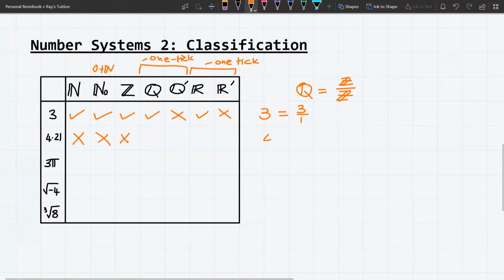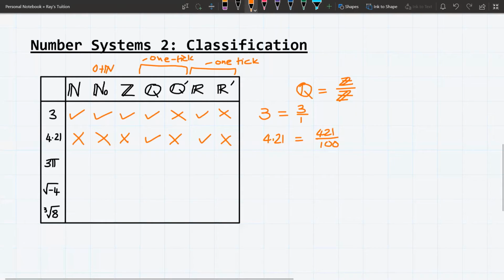Again, 4.21 we can write as an improper fraction, 421 over 100. And 421 is an integer and 100 is an integer, so it is a rational number. Once again, if you've ticked rational, it cannot be irrational. It's either rational or irrational. It can never be both. And if you've ticked anything before, that means it is a real number and it will not be non-real. Next, 3 pi, which is 3 times pi.